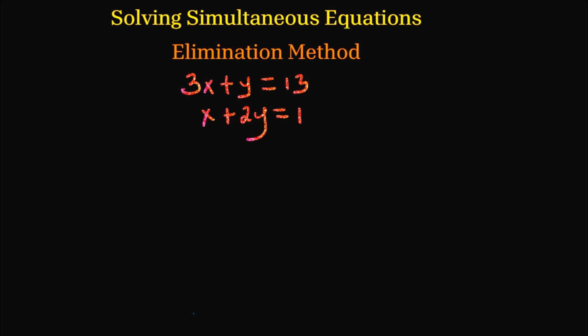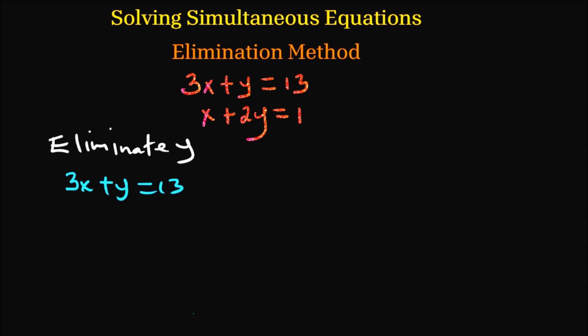This video is going to focus on solving simultaneous equations using the elimination method. So the first thing we're going to do is eliminate y so that we can solve for x. So we have 3x plus y equals 13, and x plus 2y equals 1.